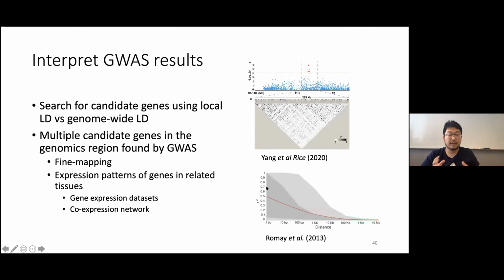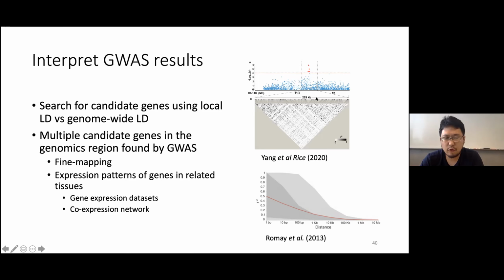Okay, so the last thing I want to talk about is, now you have gone through all the steps, and you found the significant SNPs that pass the threshold you set. The next thing is to find the candidate genes. You can search for candidate genes using local LD versus genome-wide LD. For local LD, an example is that you have a blow up of the region, and you calculate the pairwise LD in this region, and you can look for candidate genes in this.